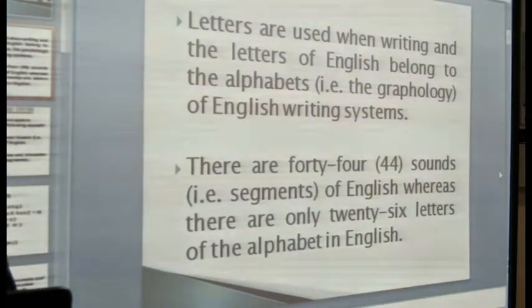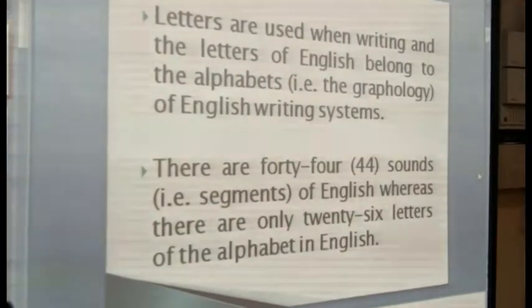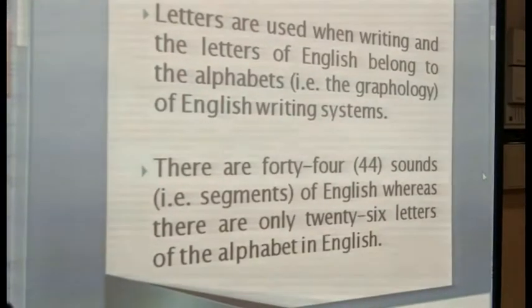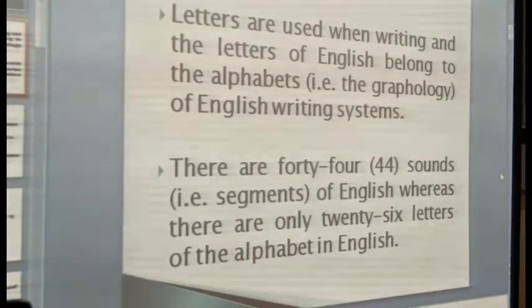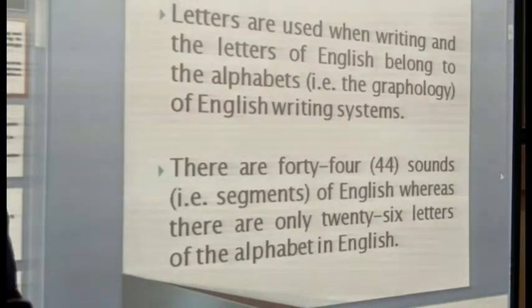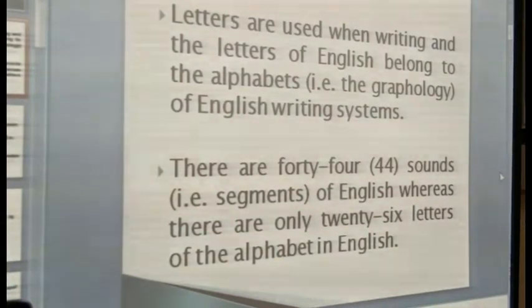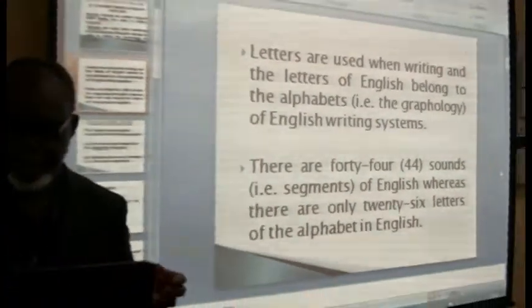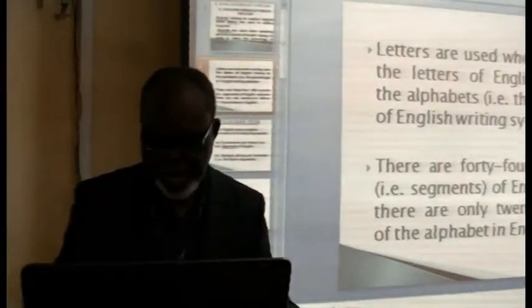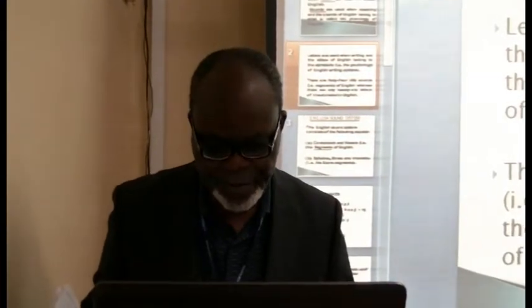There are 44 sounds, that is segments, of English pronunciation, whereas there are only 26 letters of the English alphabet that are used in the writing system of English.